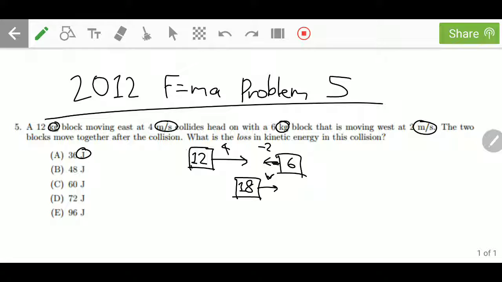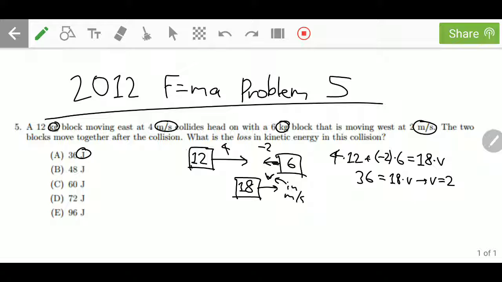So the total momentum is equal to 4 times 12 plus -2 times 6, all in SI units, and that'll be 18 times v by the conservation of momentum, where again v is in meters per second. And now we can solve for this. So 4 times 12 is 48. On the side we get 36 is 18 times v, and v is equal to 2.